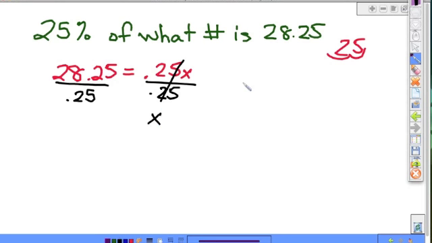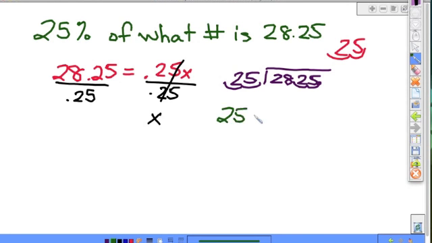Top number goes inside the box, so I have decimal 0.25 going into 28.25. I can't leave a decimal out here, so I go 1, 2. Here's my decimal here, I go 1, 2. So my decimal moves there. Let me rewrite this so it's not so sloppy. I have 25 going into 2,825. When I divide this out, I'm going to get 1, 1, 3. So my final answer is 113.